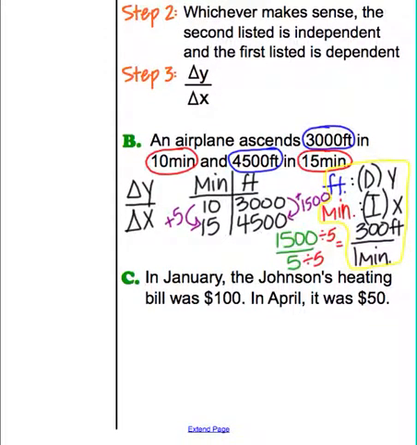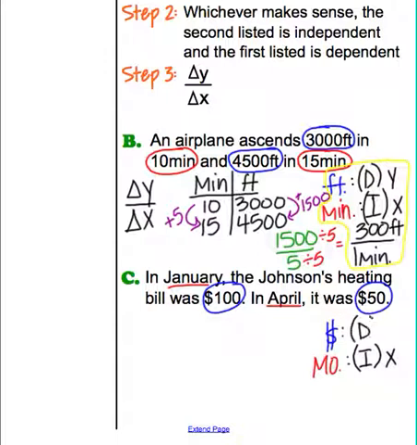In January, the Johnson's heating bill was $100. In April, it was $50. So I see money, and so that is going to be one of my variables. Now the other one's kind of tough to find because we don't see any other numbers. But I do see January and I see April. And so that is going to be months. I'll abbreviate it MO, and the nice part is that's a value of time. So that makes that our independent or our X value, whereas money is going to be our dependent or our Y value.